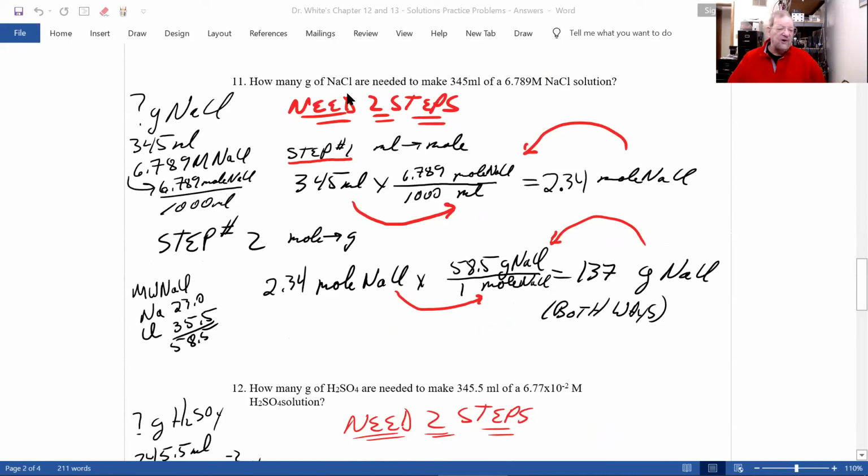Now, in real world, how many grams of sodium chloride are needed to make 345 milliliters of a 6.789 capital M NaCl solution? And here we're trying to get grams of NaCl, sodium chloride.